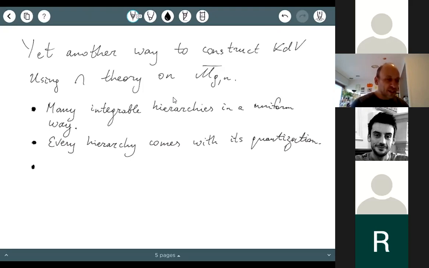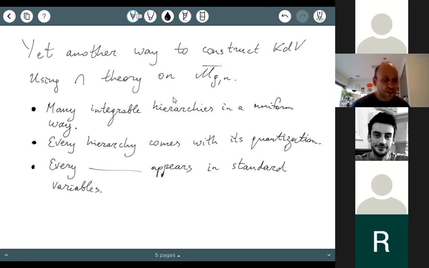So then there is, let's say, a conjecture. Well, yeah, there's a statement and the conjecture. So every hierarchy appears in standard coordinates, standard variables, maybe better, standard variables.